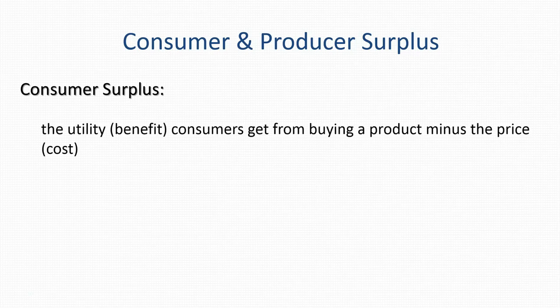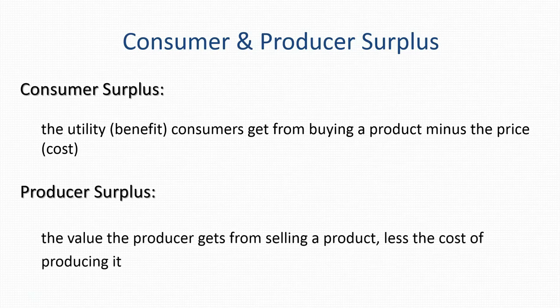So consumer surplus represents the utility, which is to say the benefits to the consumers or the demanders in this market that they get from buying a product minus the price they have to pay. That's their costs. So again, surplus here is telling us net benefits, the utility minus the price. Producer surplus then is going to represent the value the producer gets from selling the products. That is the price that they sell at, the revenues they generate from selling this product, minus the cost of having produced it.